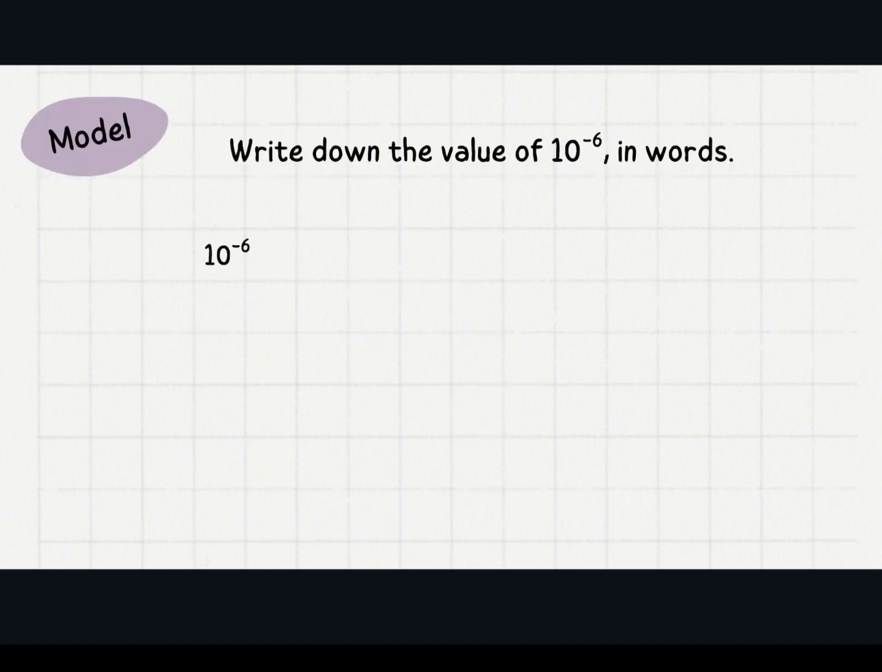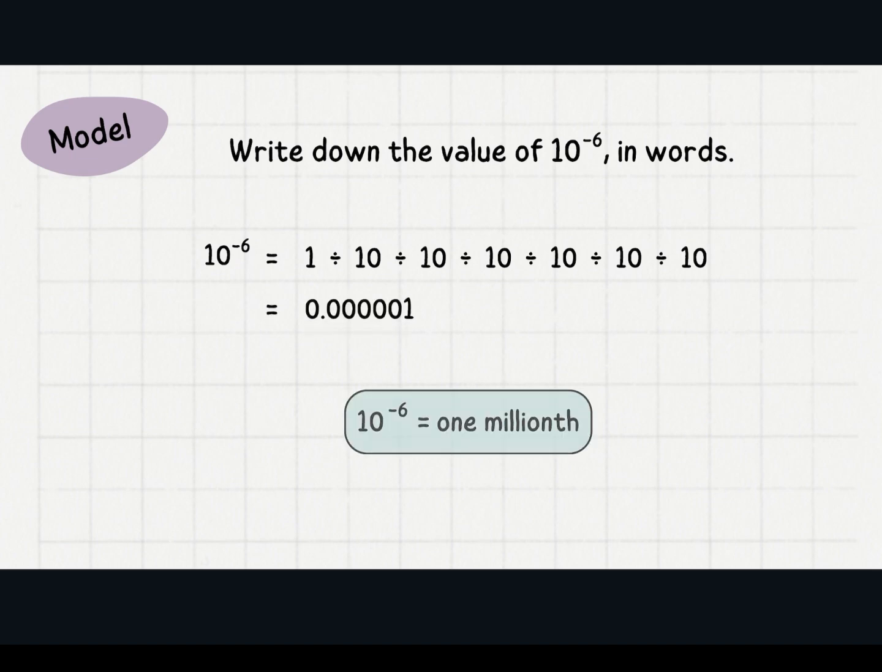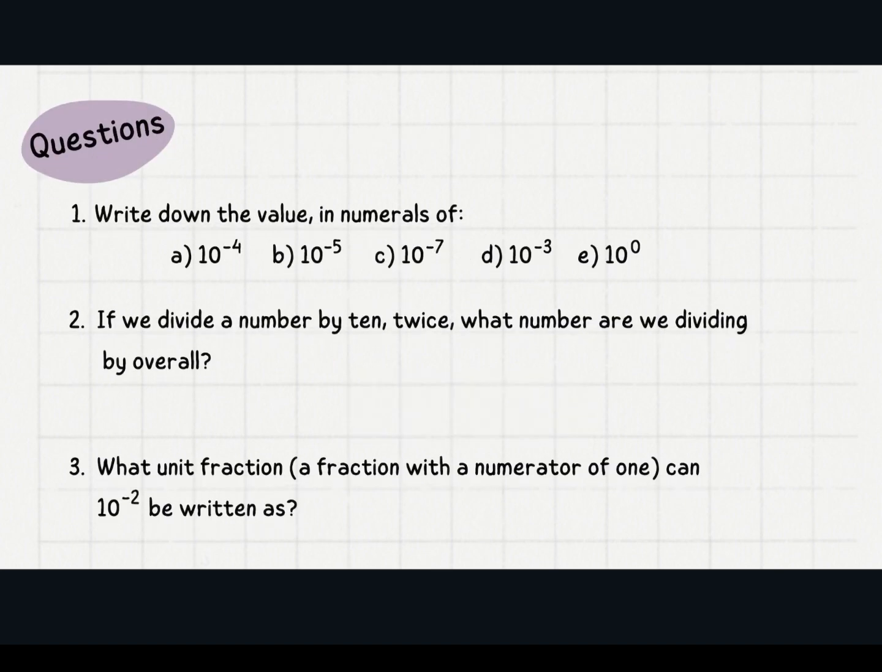For our second model, we're going to write the value of 10 to the power of negative 6 in words. Now, 10 to the power of negative 6, that's going to be if we start from 10 to the power of 0, which is 1, we're going to divide by 10 6 times. In other words, we've got 1 divided by a million, which actually gives us 1 millionth. Your second set of questions are just here, so pause the screen here and give these a go.